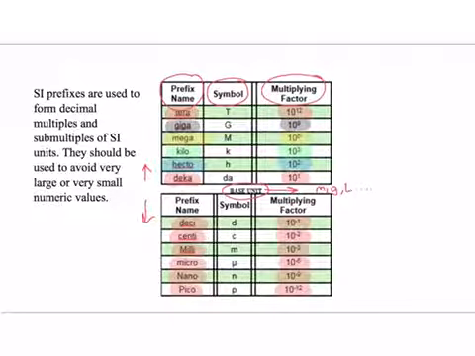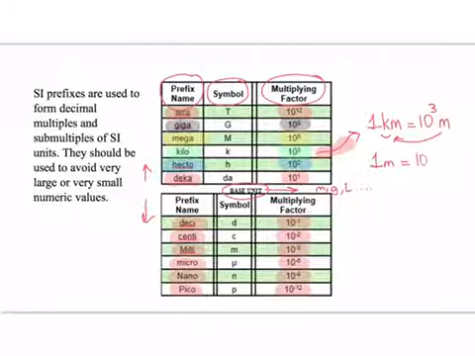When we convert the units, let's say you have 1 kilometer. As kilo means 1000, it is equal to 1000 meters. When I convert meter into kilometer, 1 meter will be equal to 10 to the -3 kilometers. So when you take 10 to the 3 to the left side, it will be equal to 10 to the -3.